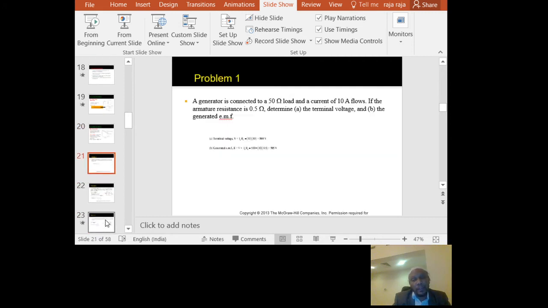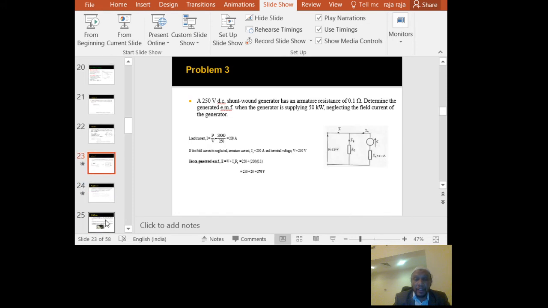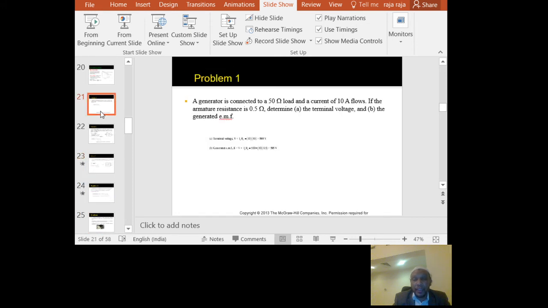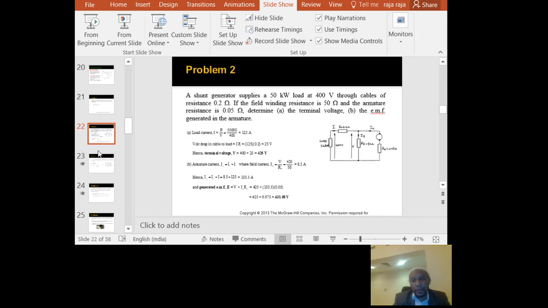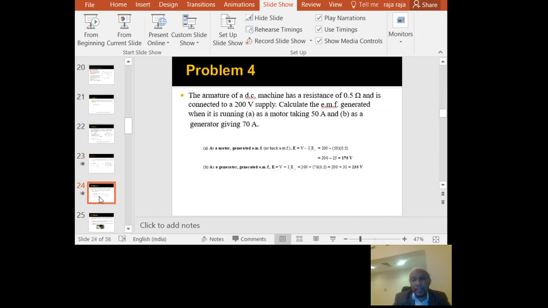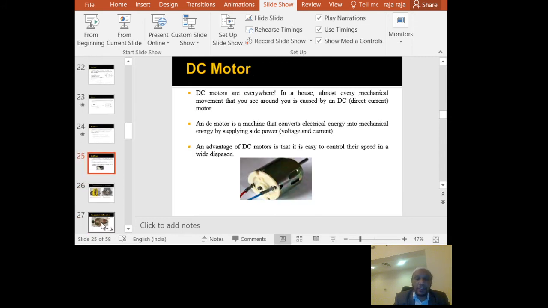Problems 1, 2, 3, 4 are given, which we can solve using the EMF equation and the terminal voltage equation. When I have the tutorial class, I will teach you how to solve them. I am planning a tutorial session for DC machines where I will only discuss the problems. At that time I will discuss these problems. For now we first need to understand the concept, so I skip the problems and move to the DC motor.